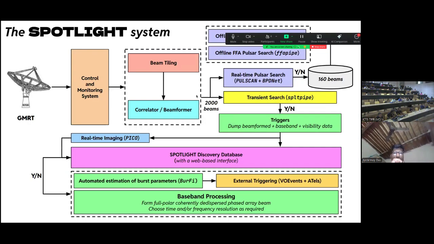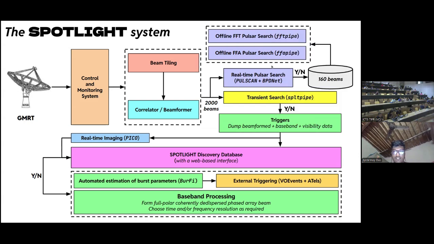So this is the block diagram. You can see the whole Spotlight system. I will be mainly talking about the Pulsar search part, which you can see here. There are two parts of the pipeline: one is the offline A50 pulsar search and the other is the offline FFA pulsar search. In FRB search, the data will be recorded in real time and searched in real time.